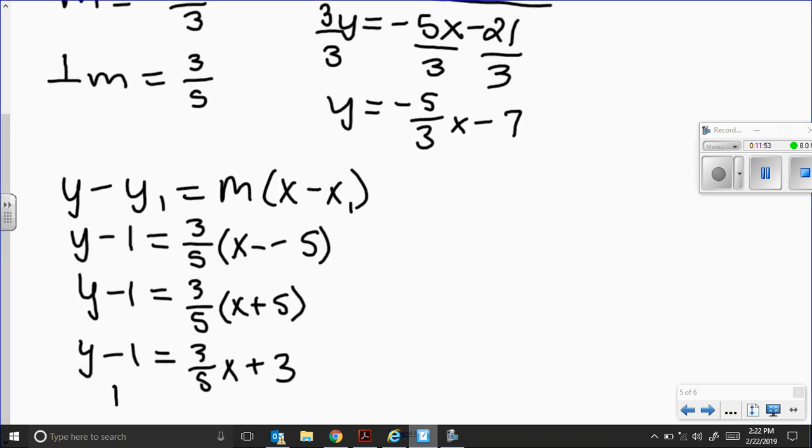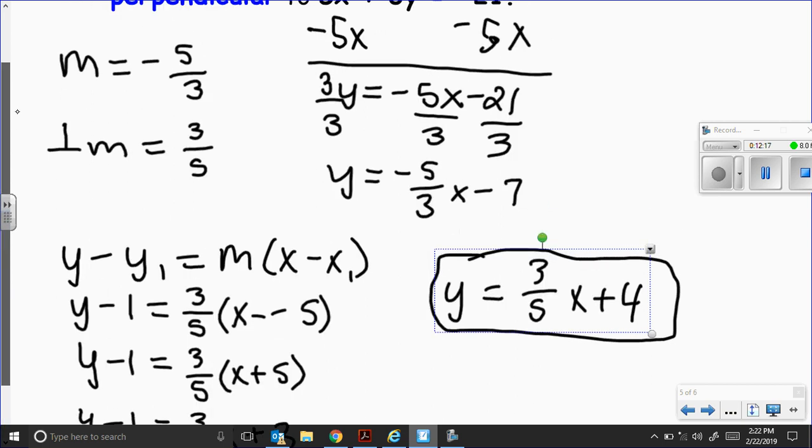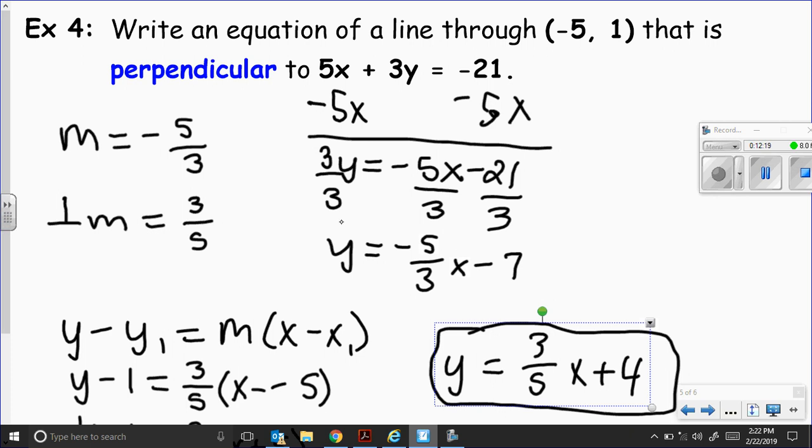And now solve for y. So we're going to add 1 to both sides. And we get y is equal to 3/5 x plus 4. And so now here's your equation that would be perpendicular to the given equation and goes through the point negative 5, 1. All right, and that's it.